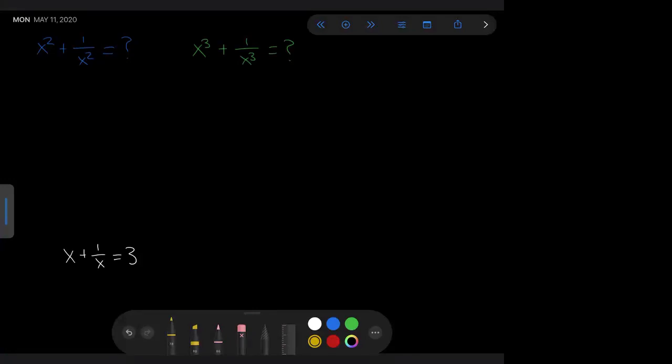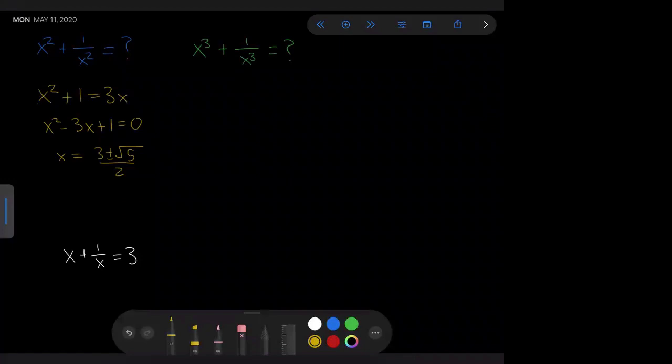Let's multiply everything by x. So we get x squared plus 1 is equal to 3x. Now let's put this in our quadratic expression form, right? x squared minus 3x plus 1 is equal to 0. Using our quadratic formula, we get x is equal to 3 plus or minus square root of 5 over 2.